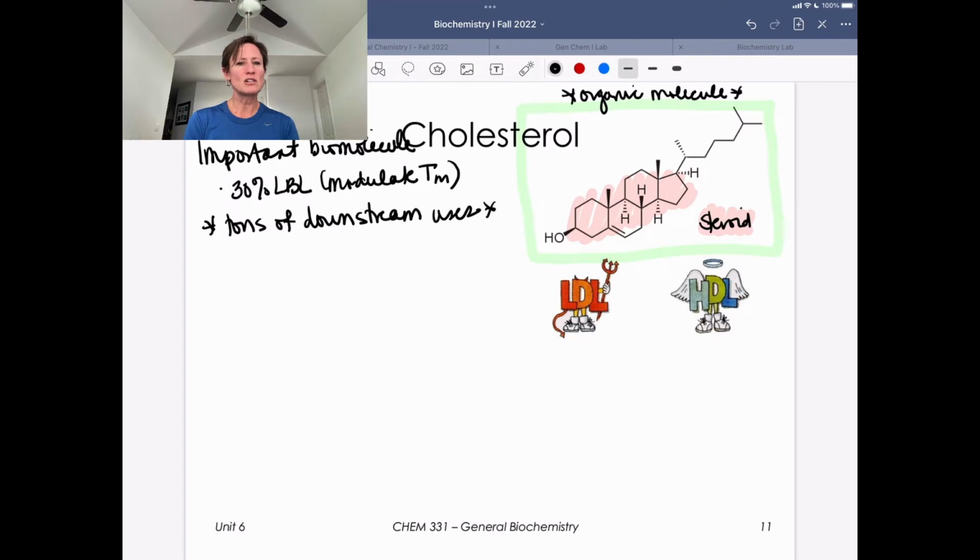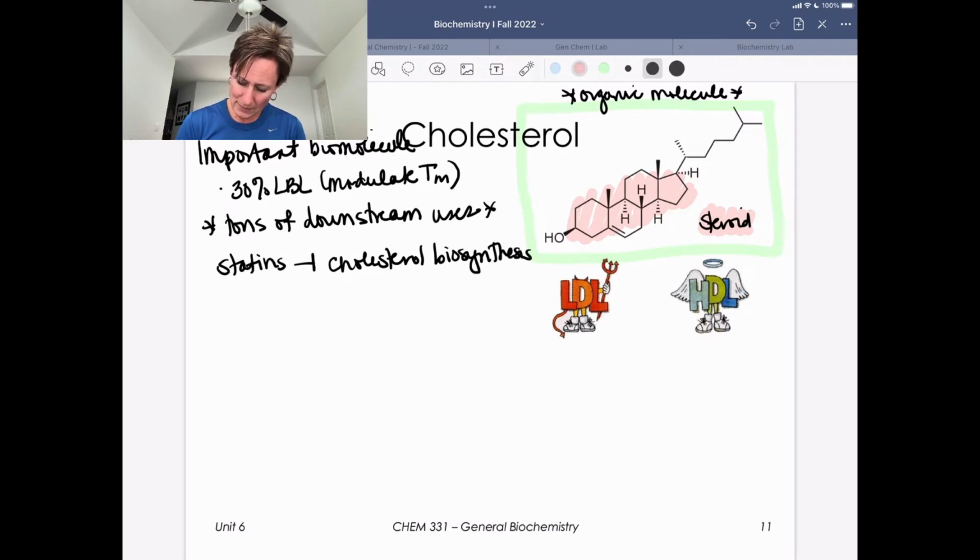So lots of downstream uses of cholesterol. And importantly, we've mentioned a few times, statins inhibit cholesterol biosynthesis. Okay. And so statins are very good at doing that. And so for many individuals, statins are a very important component of their health and maintaining good, healthy blood cholesterol levels. So this is a desired function. Statins do a great job of inhibiting cholesterol biosynthesis. So if you have elevated levels of blood cholesterol that are problematic, that can help, okay?